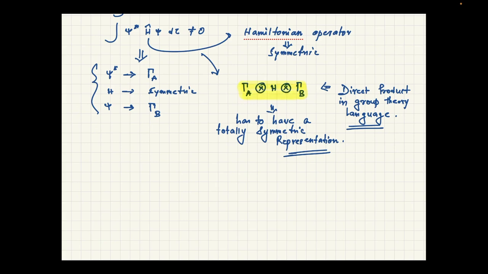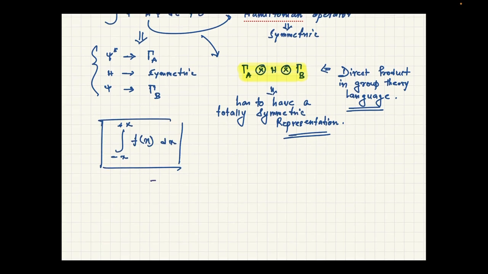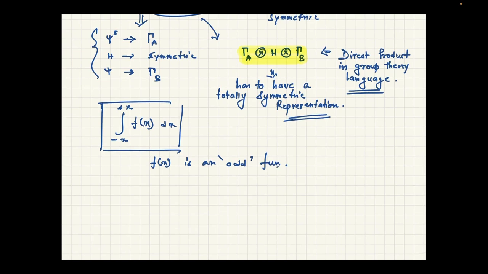Why? Because let's consider a function, the integration from minus x to plus x of f(x) dx. Let's consider this integration. Now let's consider that f(x) is an odd function. If f(x) is an odd function, then this integration from minus x to plus x of f(x) dx will be equal to 0, right?